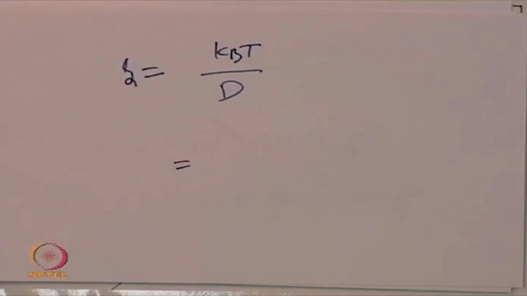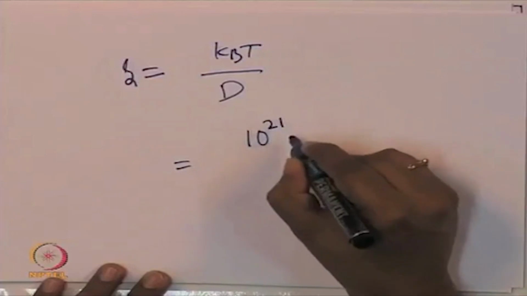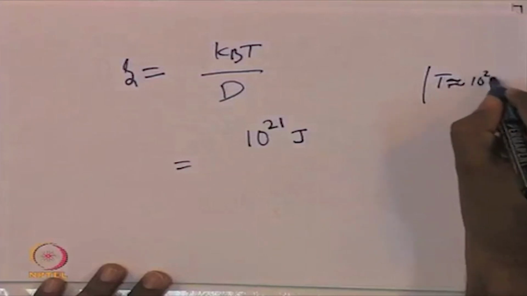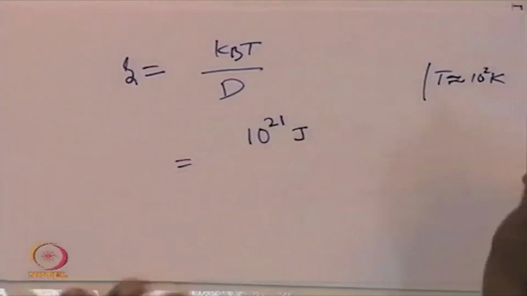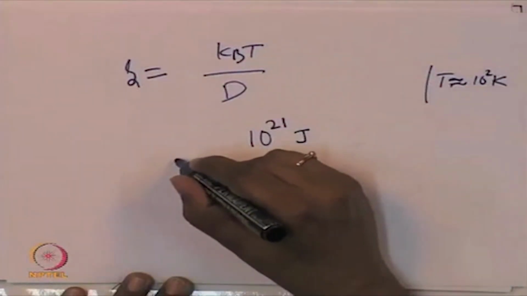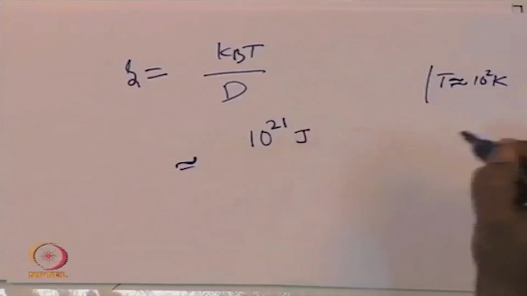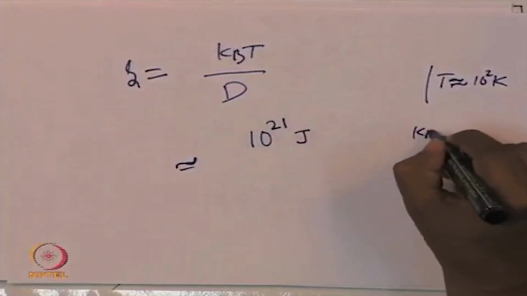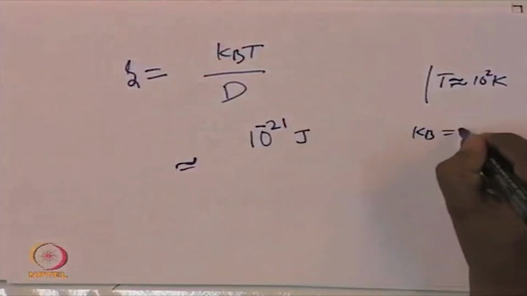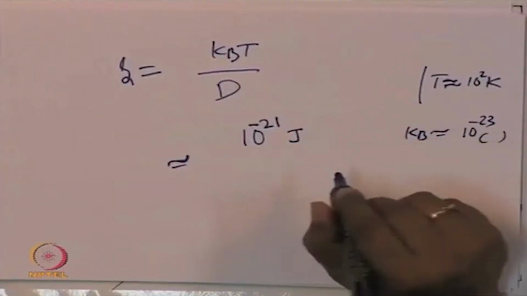k_B T is actually about 10^-21 joule, when T is about 10^2 Kelvin. Let me put an approximate notation here, because I am approximating k_B T to 10^-21 joule. k_B is 6 something into 10^-23 in SI units.